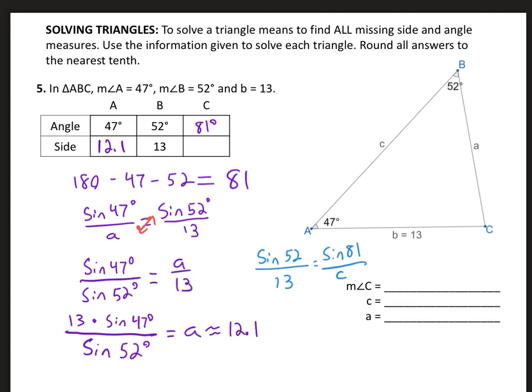Excellent. The sine of 52 over 13 equals the sine of 81 over C. And since it's essentially the same step as the last one, I'm going to do it all at one time. C will equal 13 times the sine of 81 over sine of 52. I can do this all in one step on the calculator, and the answer I get is 16.29, which is approximately 16.3.